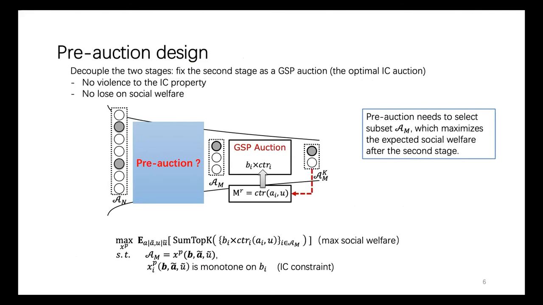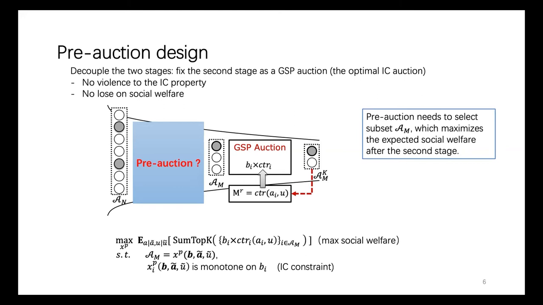Now we discuss how to properly design an ad auction which has a two-stage allocation. We first consider the decoupling of the two stages. The idea is simple. We just need to fix the second stage as a GSP auction with a refined CTR estimator. As the GSP auction is optimal for social welfare and incentive compatible for a value maximizer, we can focus on the pre-auction design. The objective is to select a subset of M ads which maximizes the social welfare after the second stage GSP auction.